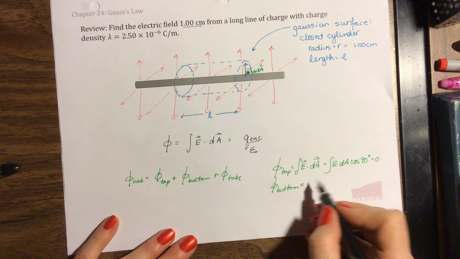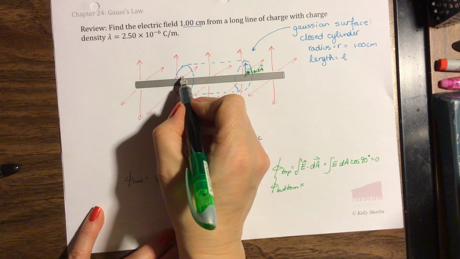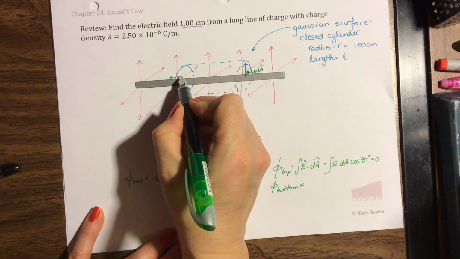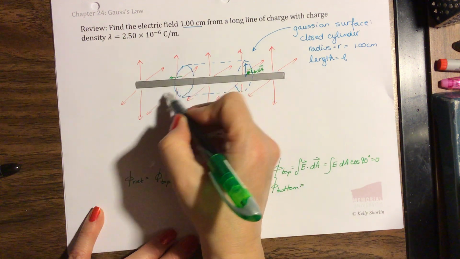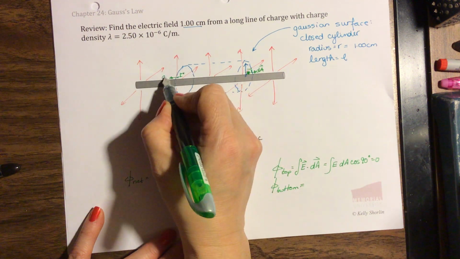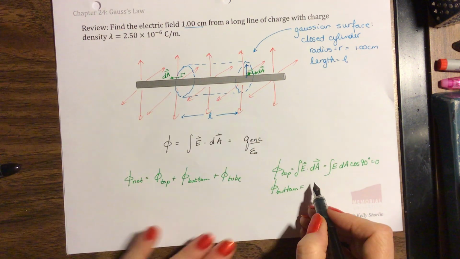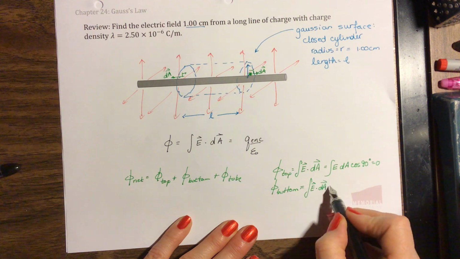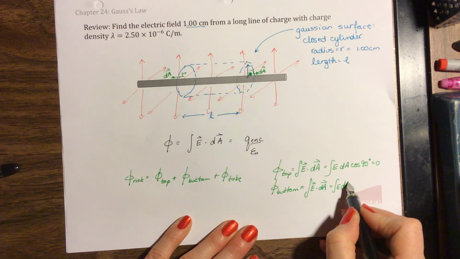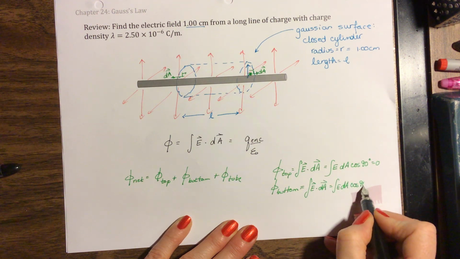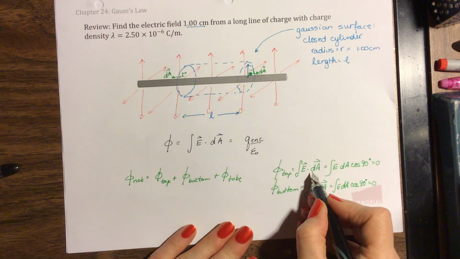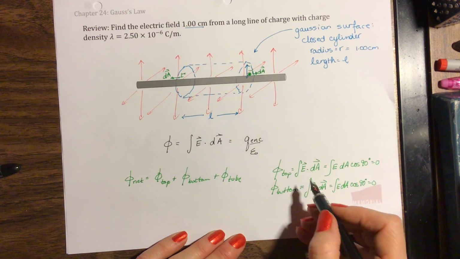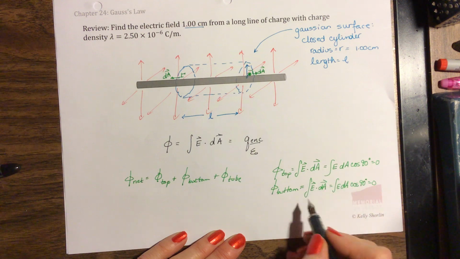My net flux through the bottom part of that surface: the electric field vectors go up and down and out. The area vector sticks straight out the end, so they're perpendicular. If you need a little refresher on scalar products, I've got a document posted on our Brightspace page.